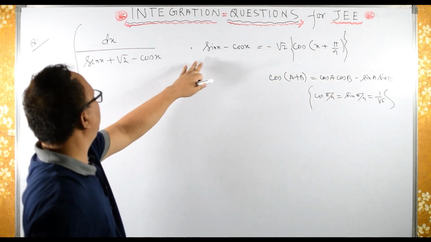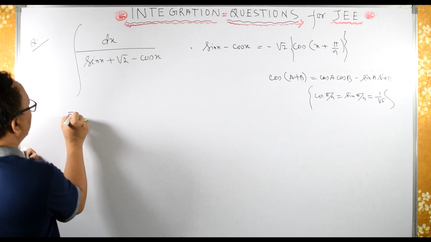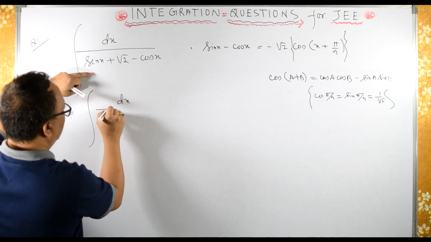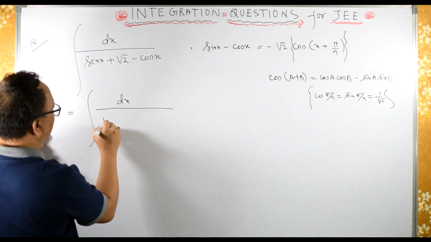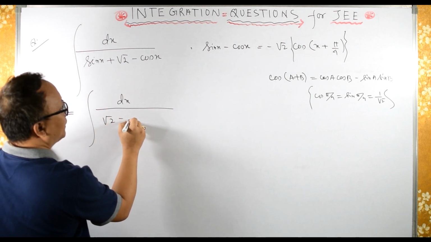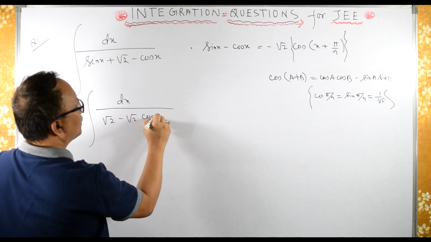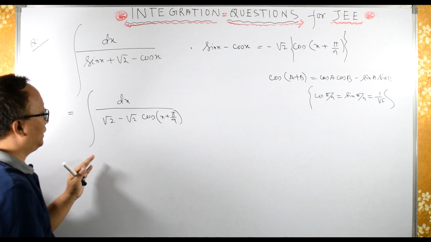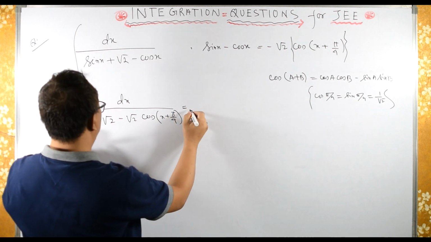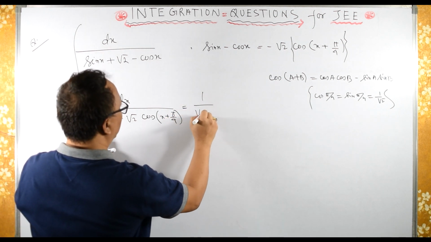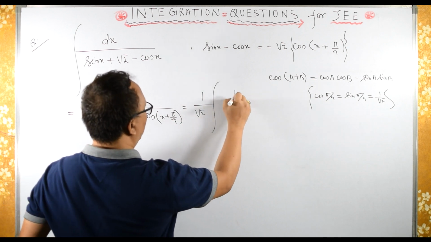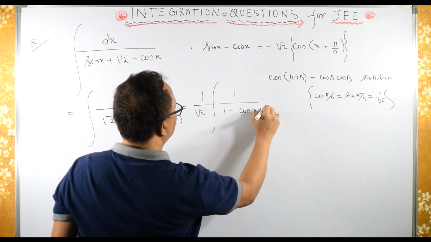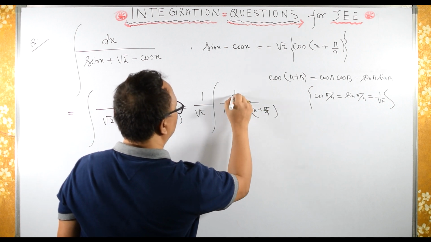Now instead of this, I can write the integral as dx upon root 2 minus root 2 into cos of x plus pi by 4, dx. If I take 1 by root 2 common, it is the integral of 1 upon 1 minus cos of x plus pi by 4 into dx.